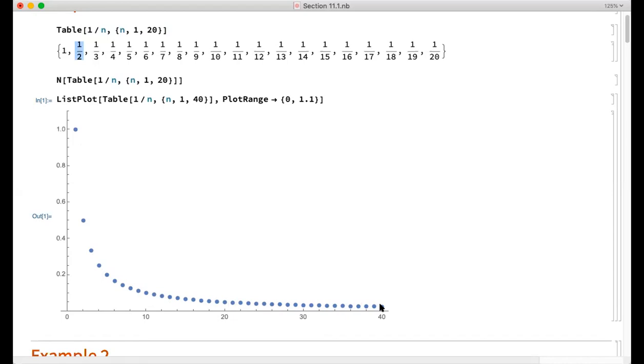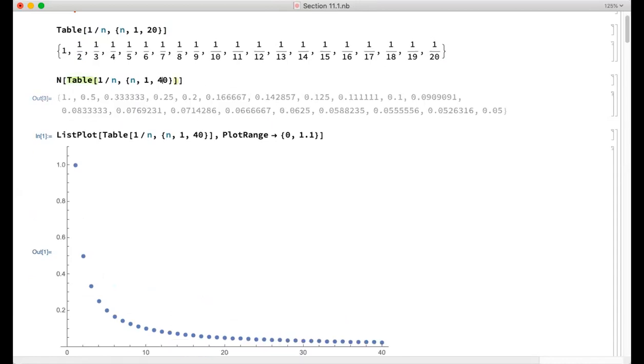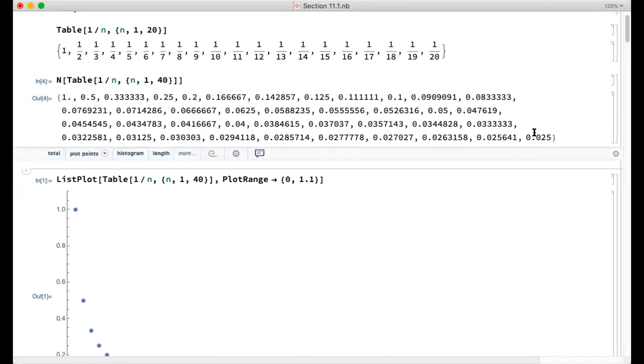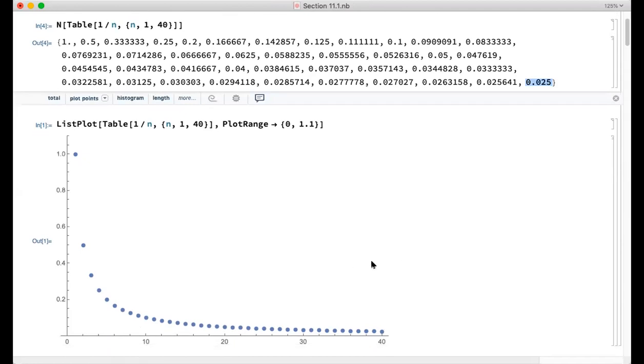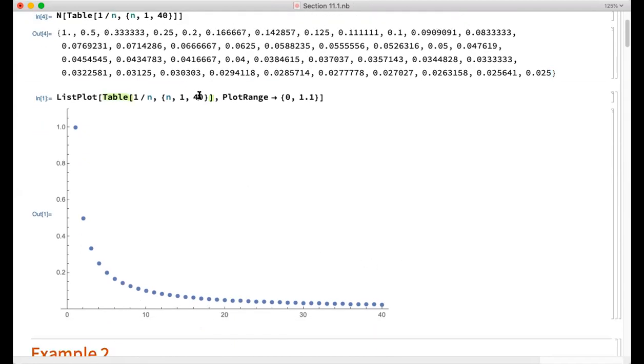The y coordinate of this last one is a 40th. If I've got Mathematica prepped to convert these fractions into decimals, if you like, the first 20 of them here, I don't know if that's all that useful, but if I change this to a 40, I could tell you a decimal approximation for that last number. It's 0.025.